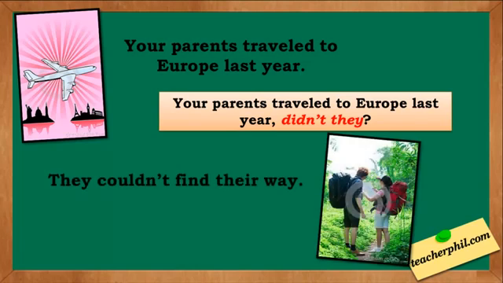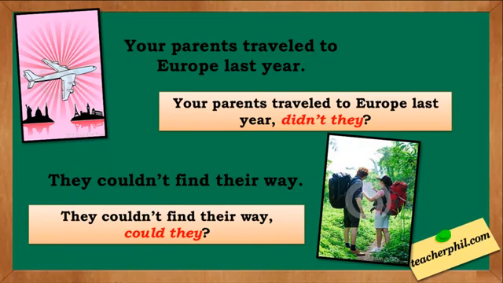The last one, they couldn't find their way. The correct answer is, they couldn't find their way, could they? We used the modal could in the statement, so could should also be used in the tag, could they? Did you get them right?